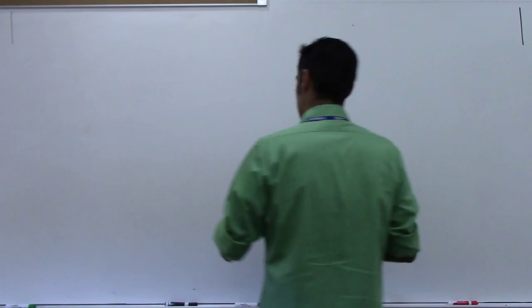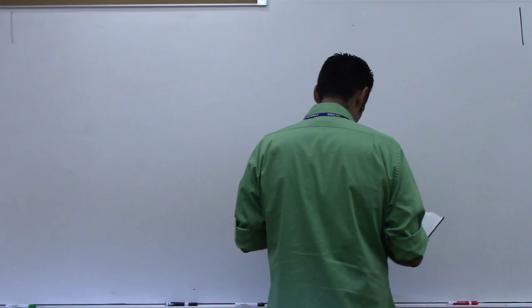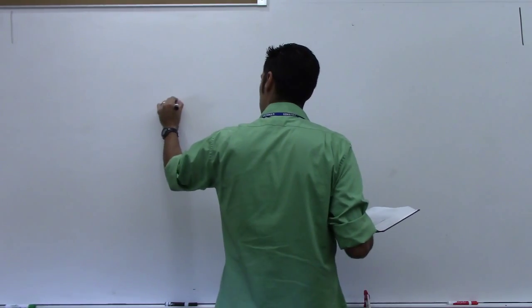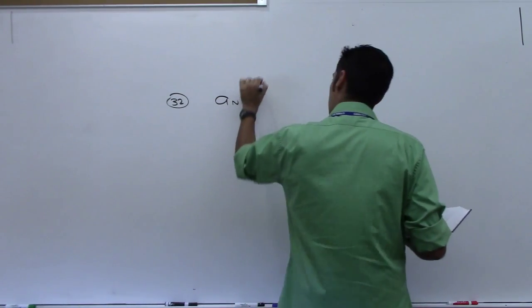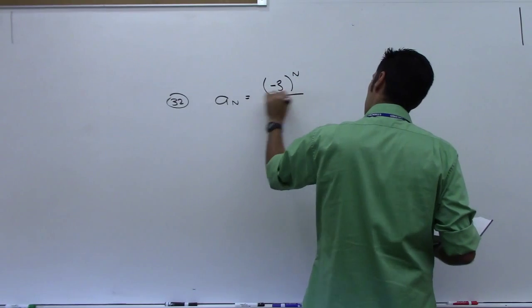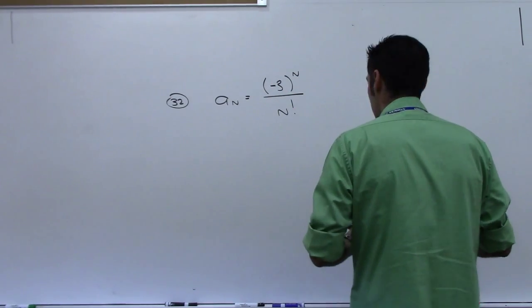This one's a little tricky. Oh wait, that was the last one. I was going to look at 32 though. I thought that was interesting. a sub n equals negative 3 to the n over n factorial.